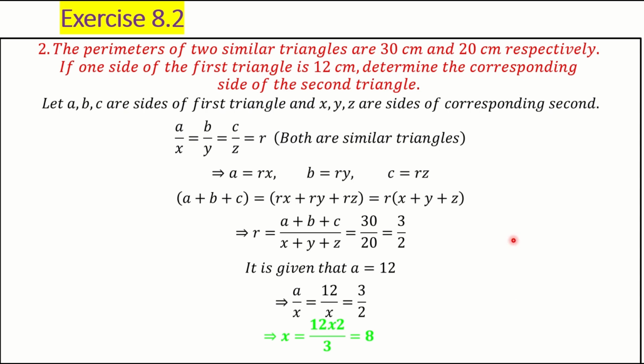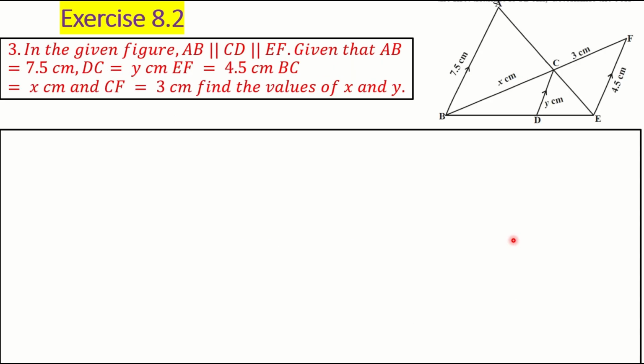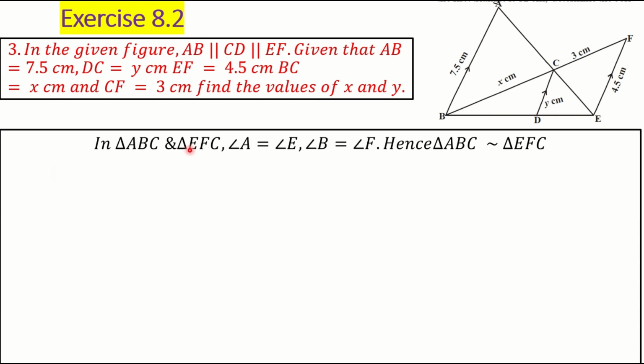Okay, next. In the given figure, AB is parallel to CD is parallel to EF. Given that AB equal to 7.5, DC equal to Y centimeters, EF equal to 4.5, BC equal to X, CF equal to 3, find X and Y. Yeah, this is also simple because we have so many parallel lines and so many triangles we can see. There are so many similar triangles possible in this.